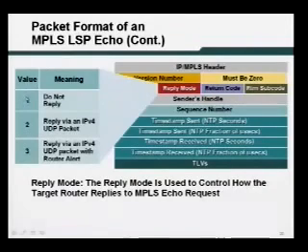We have an option here that when you send a request, you can set this field which says that there's no need for reply, or in other words, do not reply. This is an optional field. And by default, the router will always use value number 2, which is reply via IPv4.